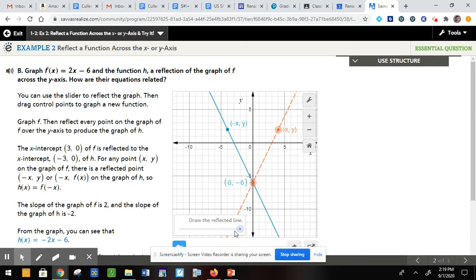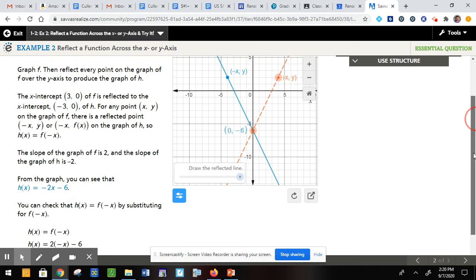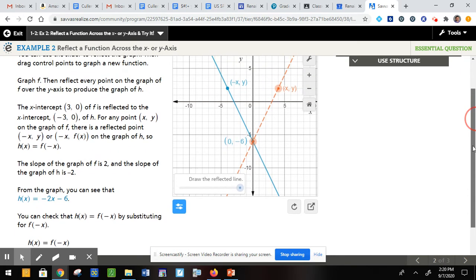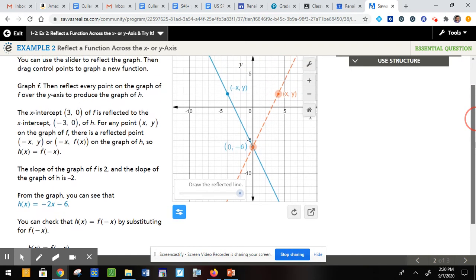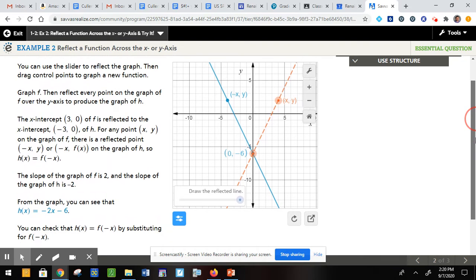Okay. You can see also now that the slope is, again, the opposite of what the original f function was. It's negative 2. So the slope is actually the same as the other reflection we had. The only difference is where the y-intercept is. Okay.